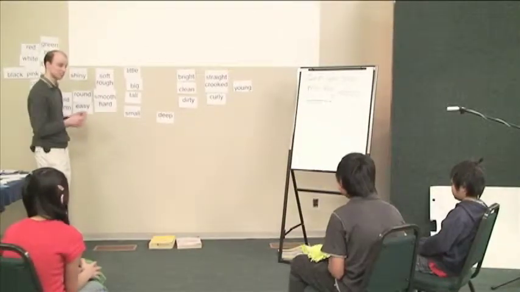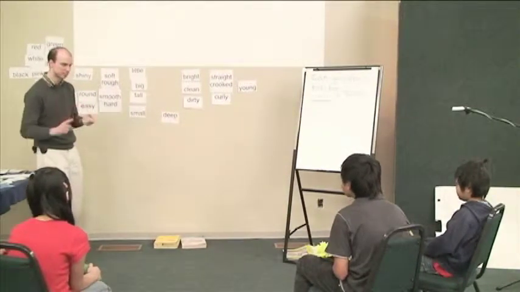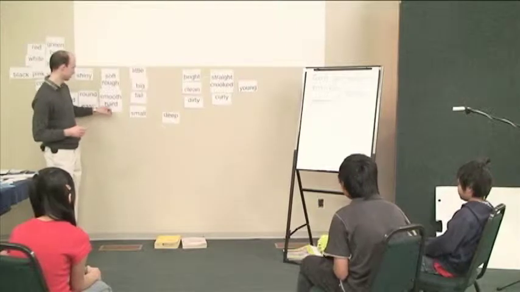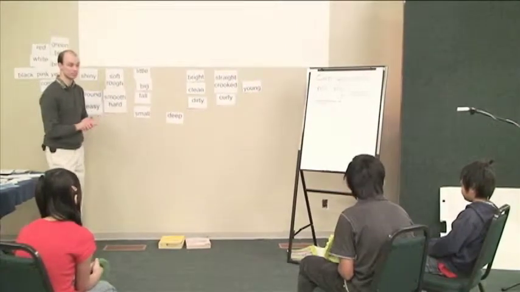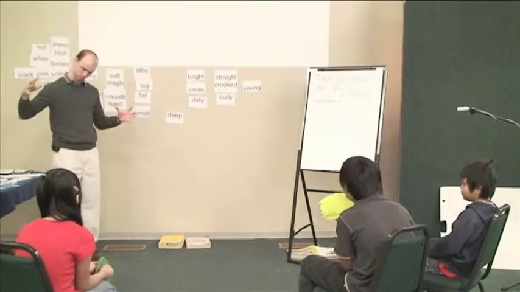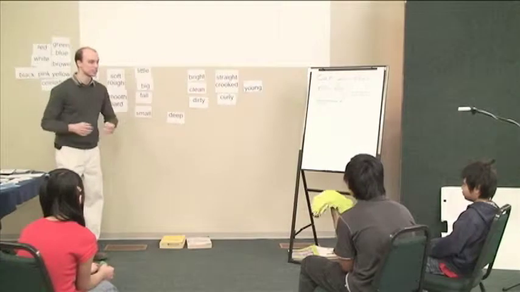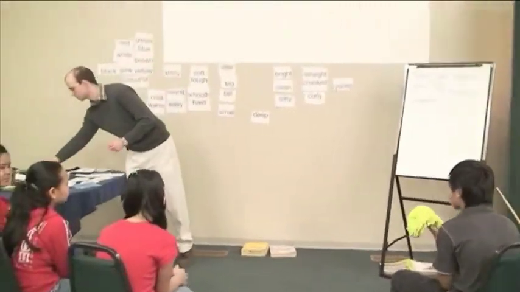Hard. They're hard. Yes. If you hit them together, they hit very, very hard. Okay. Are they big or small? Small. Yes. They're not big honking drumsticks. They're small. Okay, let's do another one here.